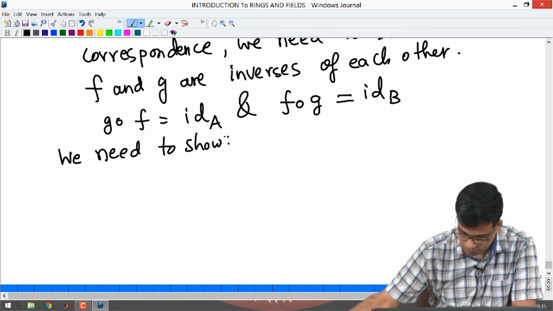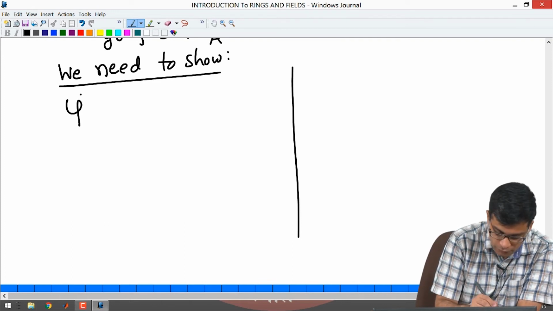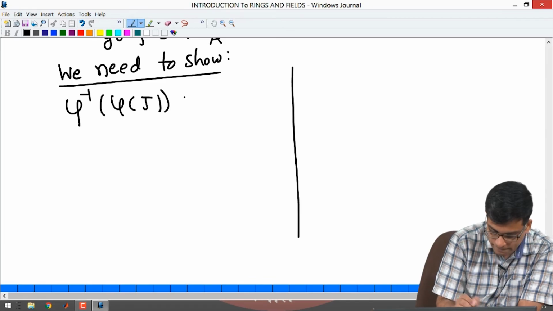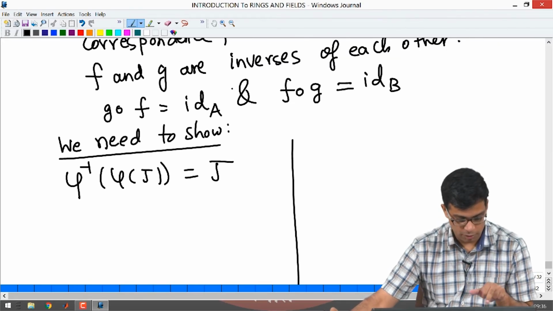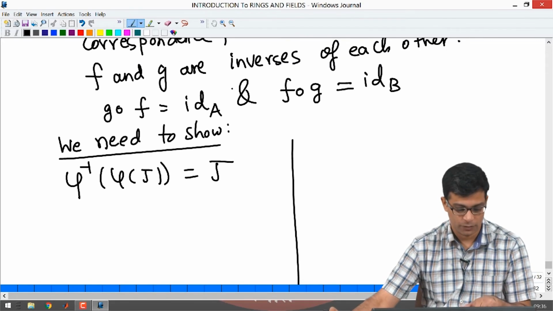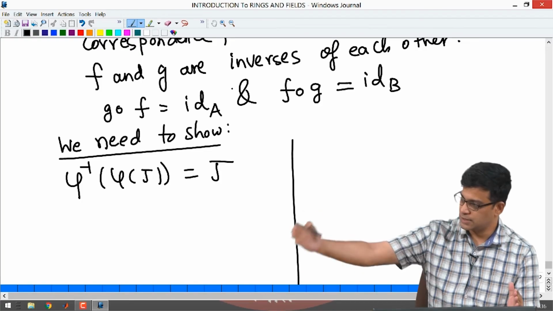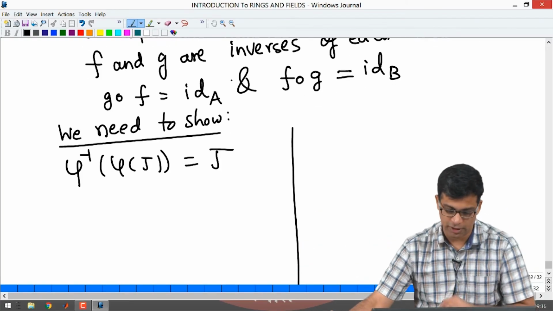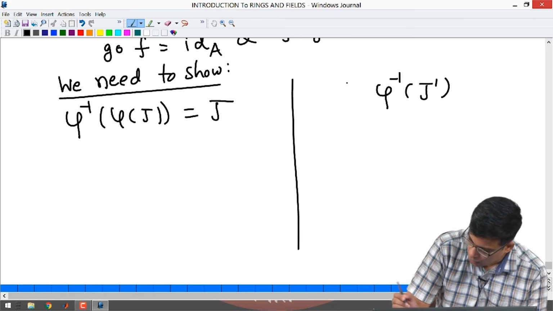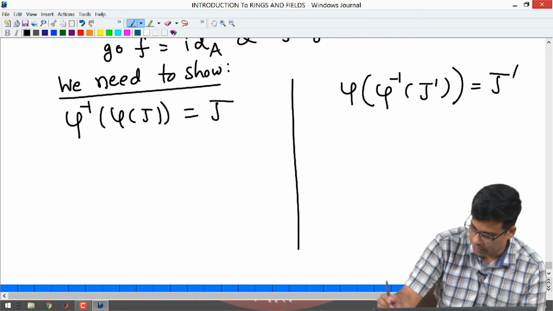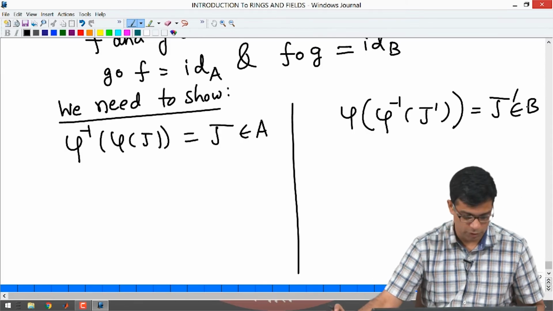We need to show two things. First is phi inverse of phi of j is j. This is one of these things. So, first take f and then take g. You start with an ideal in R that contains kernel phi, take its image, then take the inverse image, and you get j. And the correspondence for f circle g being the identity on B: you first take phi inverse j prime, then take phi, you need to get j prime. So, this j is in A, j prime is in B. So, let us check these things now.